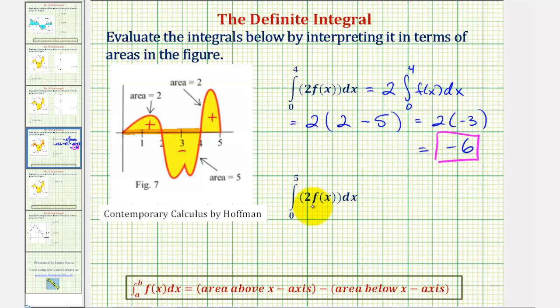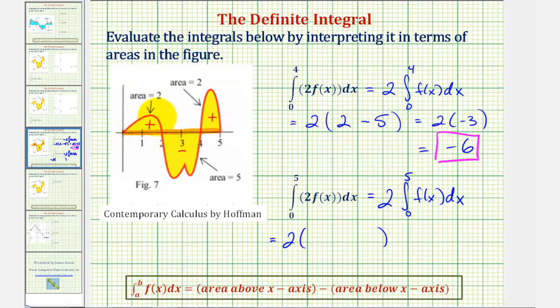Now looking at our second example, the only change is we're now integrating from 0 to 5 instead of 0 to 4. Let's first rewrite this as 2 times the integral of f of x from 0 to 5. So we'd have 2 times the value of our integral from 0 to 5 over this interval here.